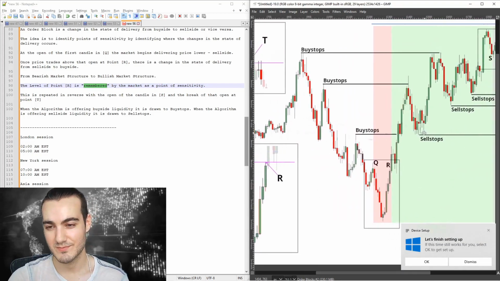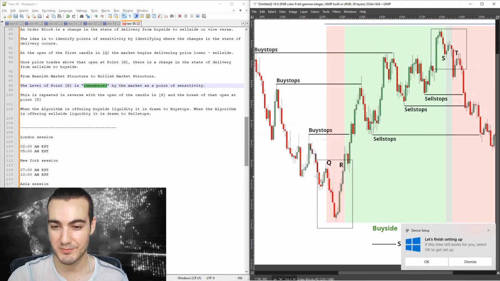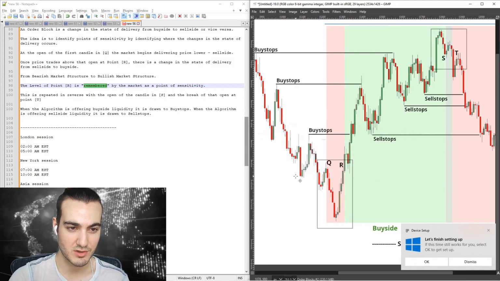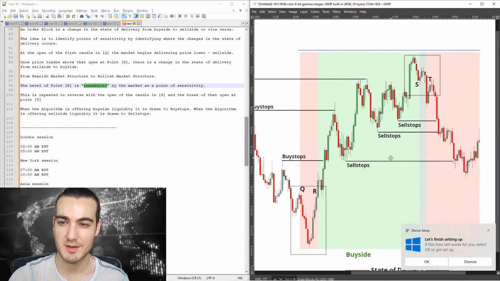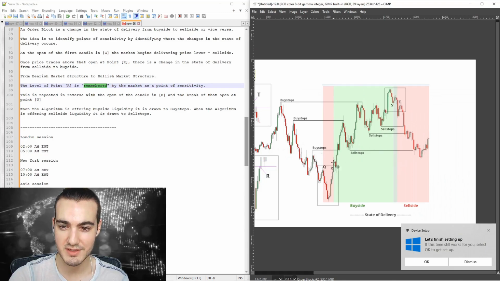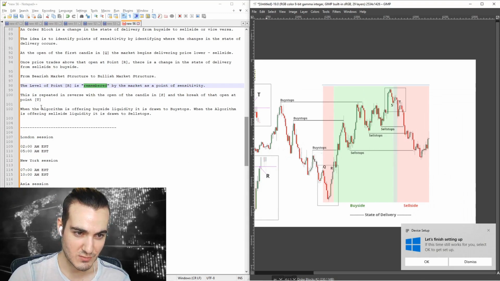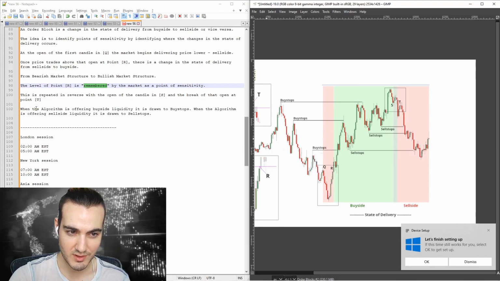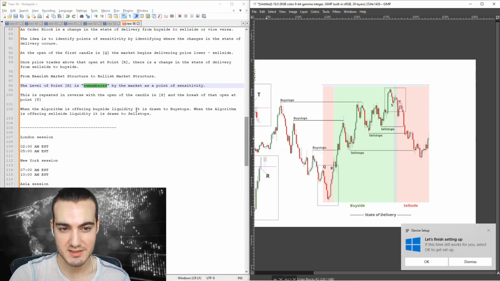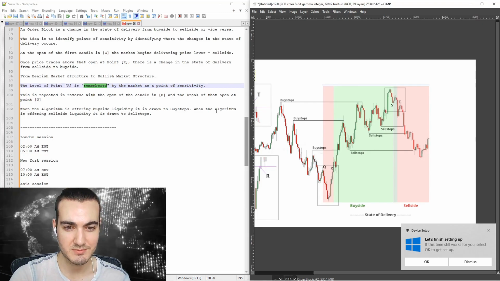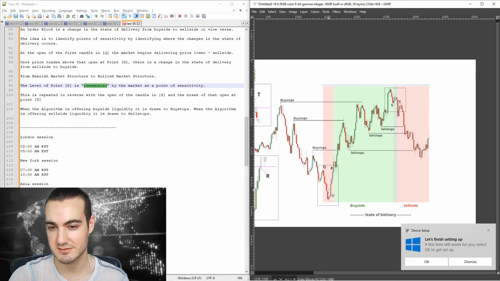I think the primary changes of interest in market structure are going from the bottom of the range to the top of the range, so I didn't bother marking all this. Okay, all right. And this might be the last key point. When the algorithm is offering buy-side liquidity, it is drawn to buy stops. When the algorithm is offering sell-side liquidity, it is drawn to sell stops.